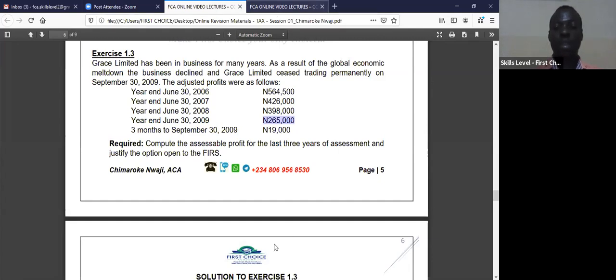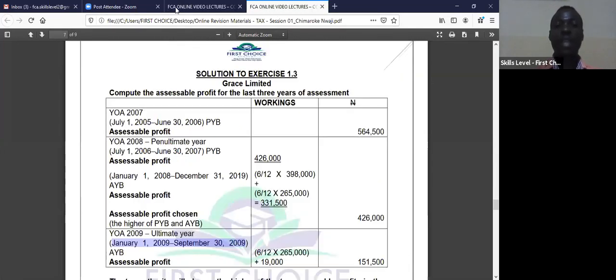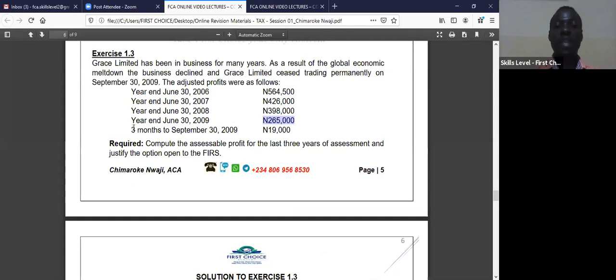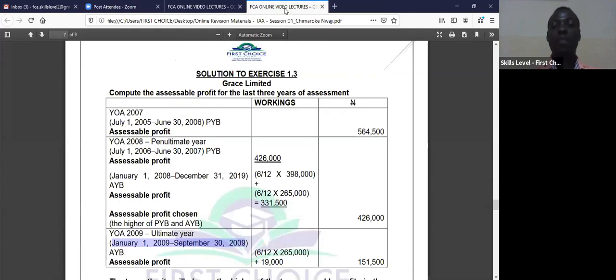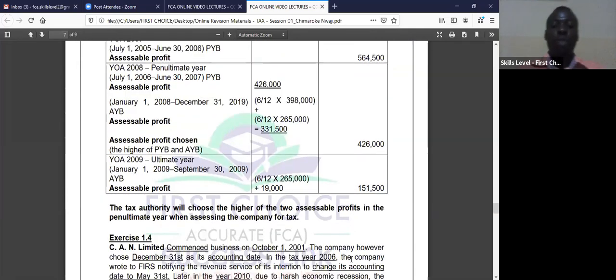This is what I did, 6 months here. Then the remaining 3 months from July to September is this figure, 19,000. So I just bring the 19,000 straight. So when I add them up, I'm getting 151,500. So that is how you do the ultimate year.